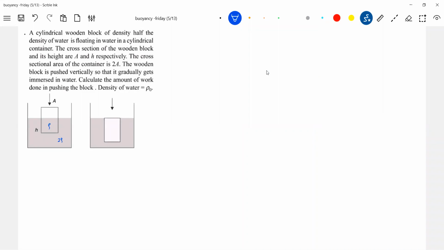What is the work done? And just look at the area of cross section of the container. That also has been brought into the picture. And it's a very simple problem. Let's analyze it.